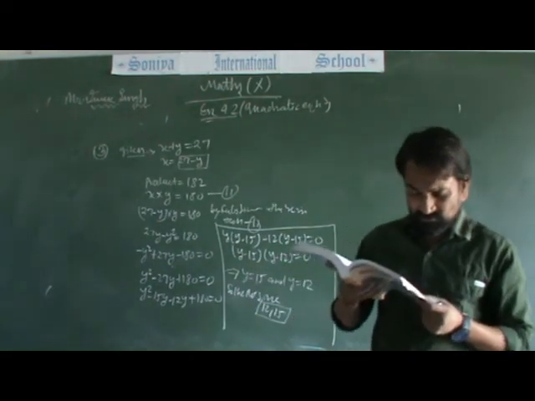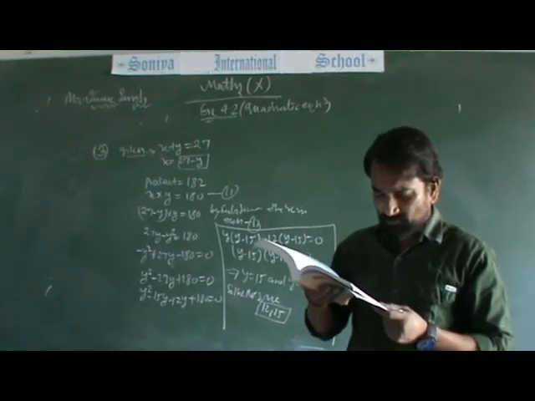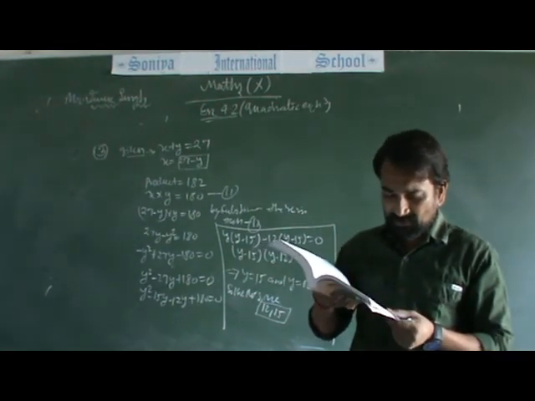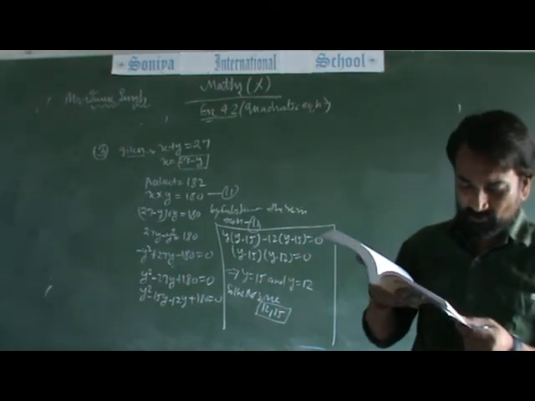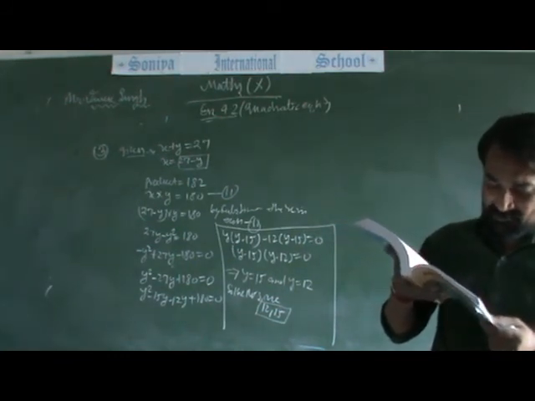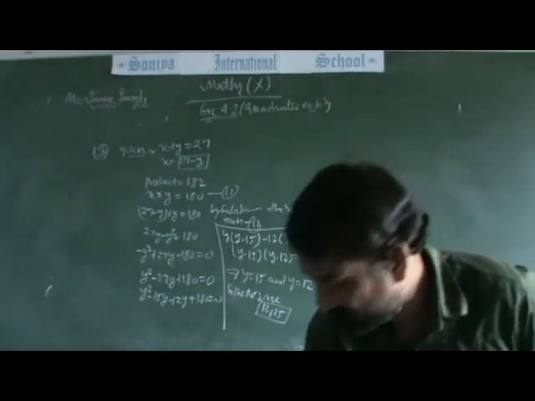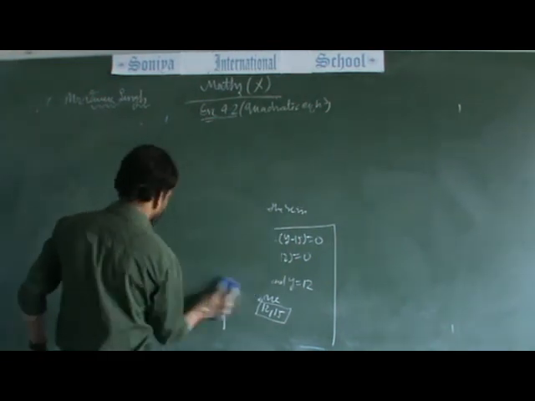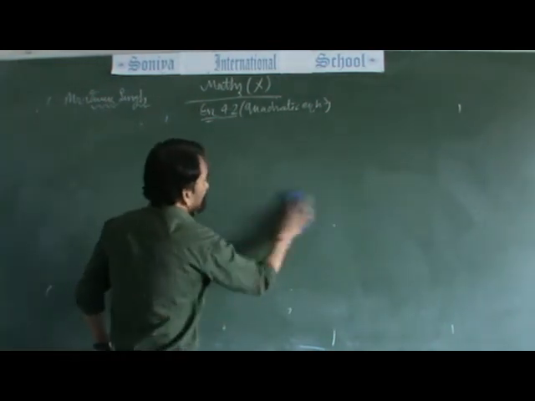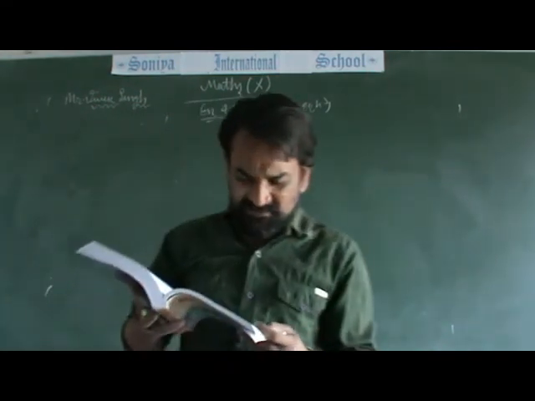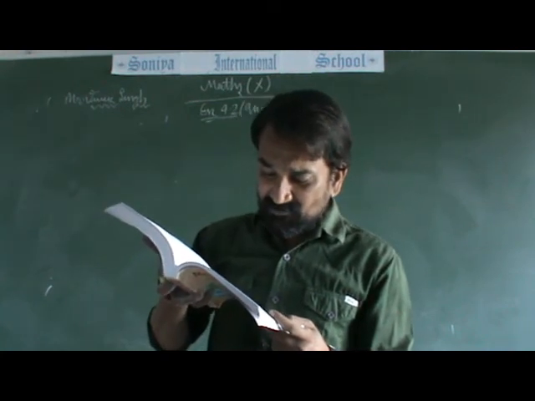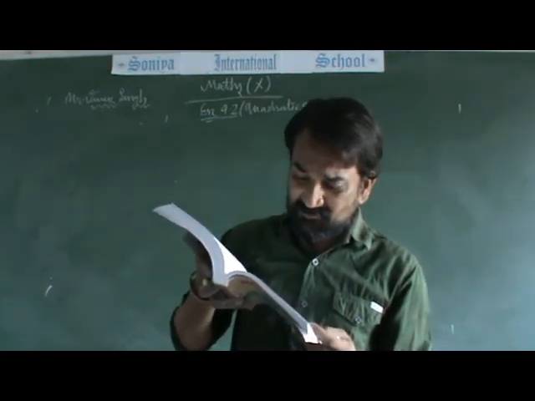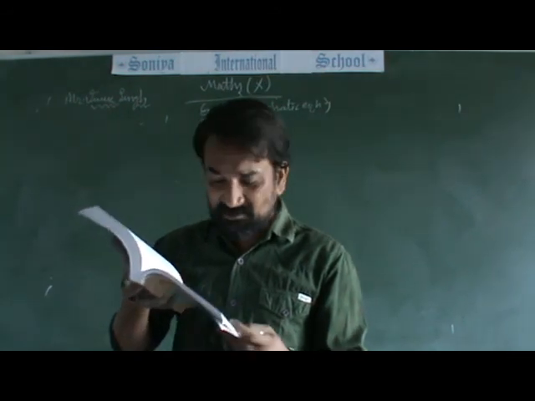There are total 6 questions. So now I am going to solve the 5th one only, and the remaining ones you solve at home. The altitude of a right angle triangle is 7 cm less than its base. Hypotenuse is 13 centimeter, find the other two sides.